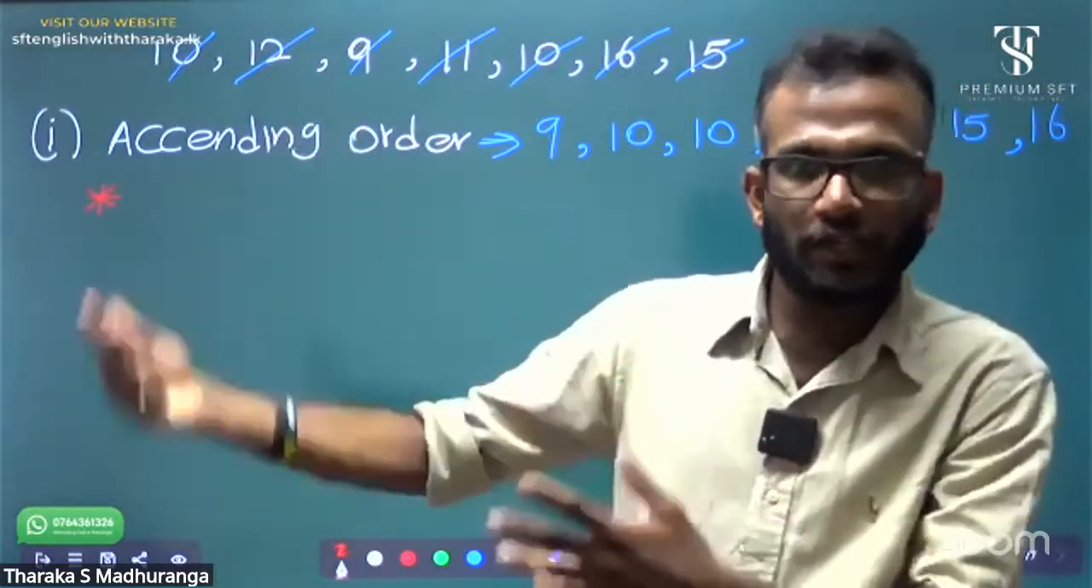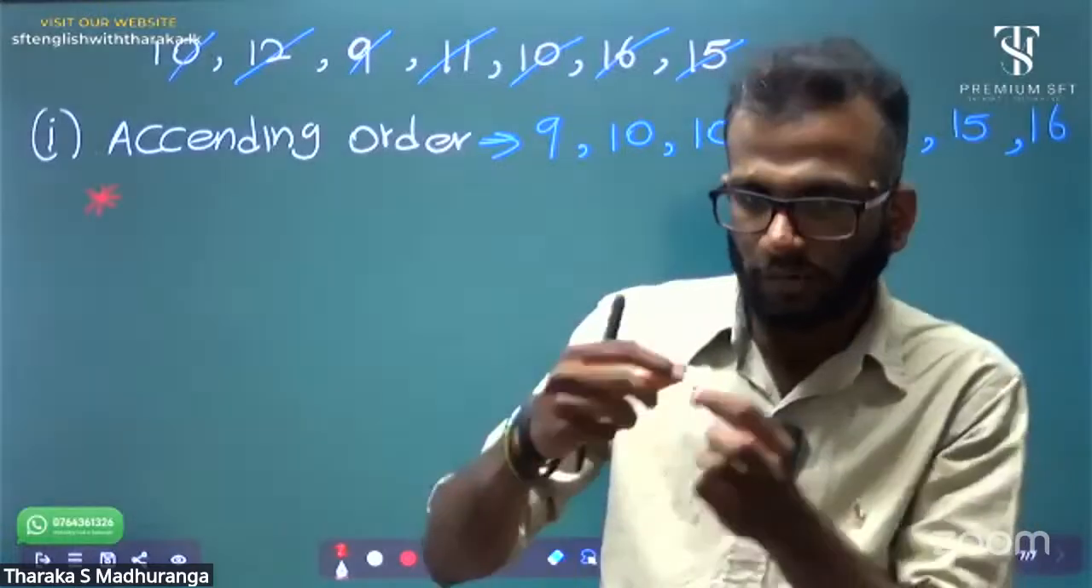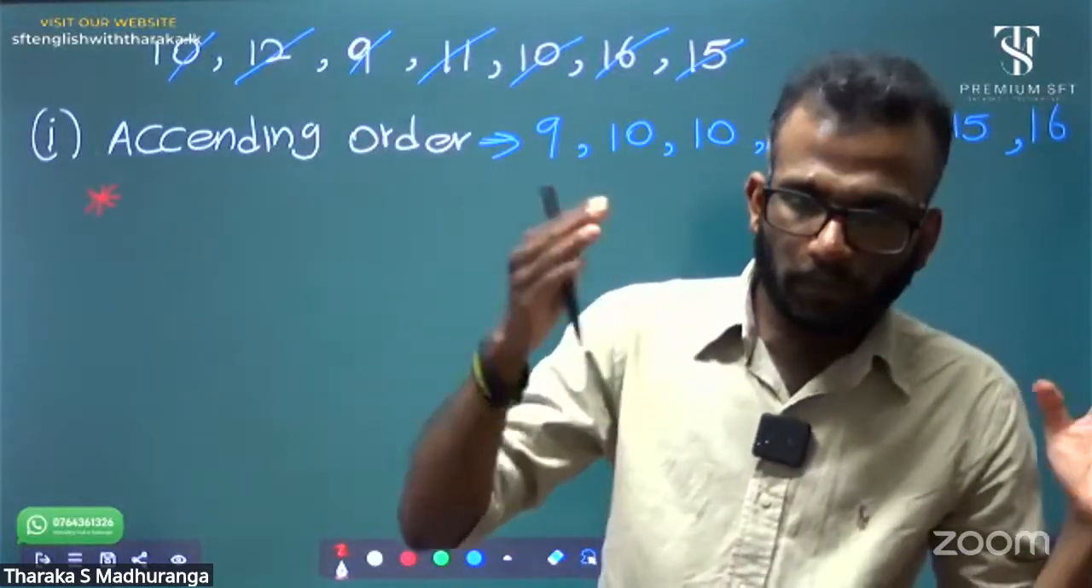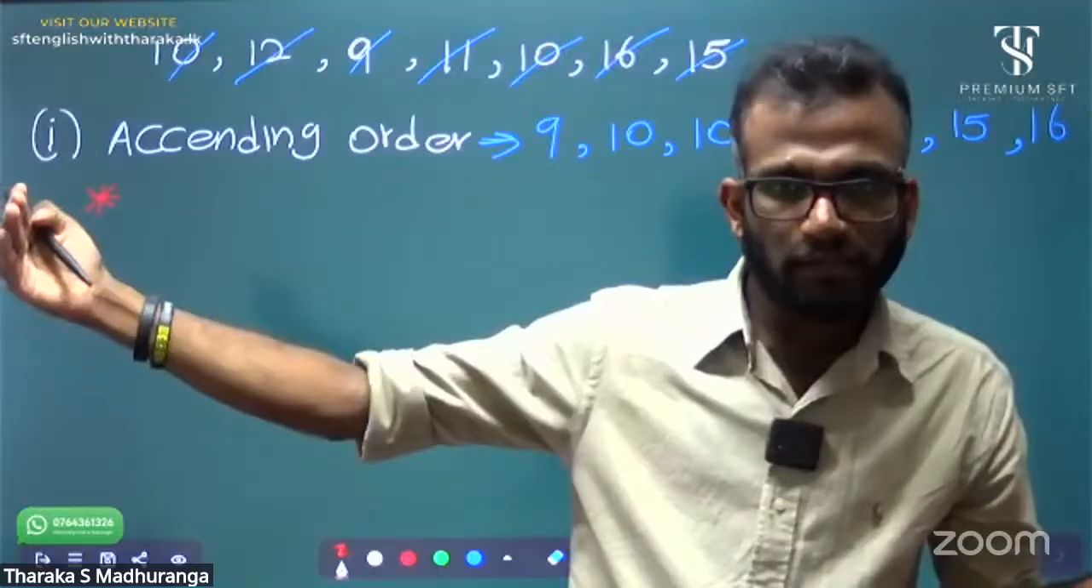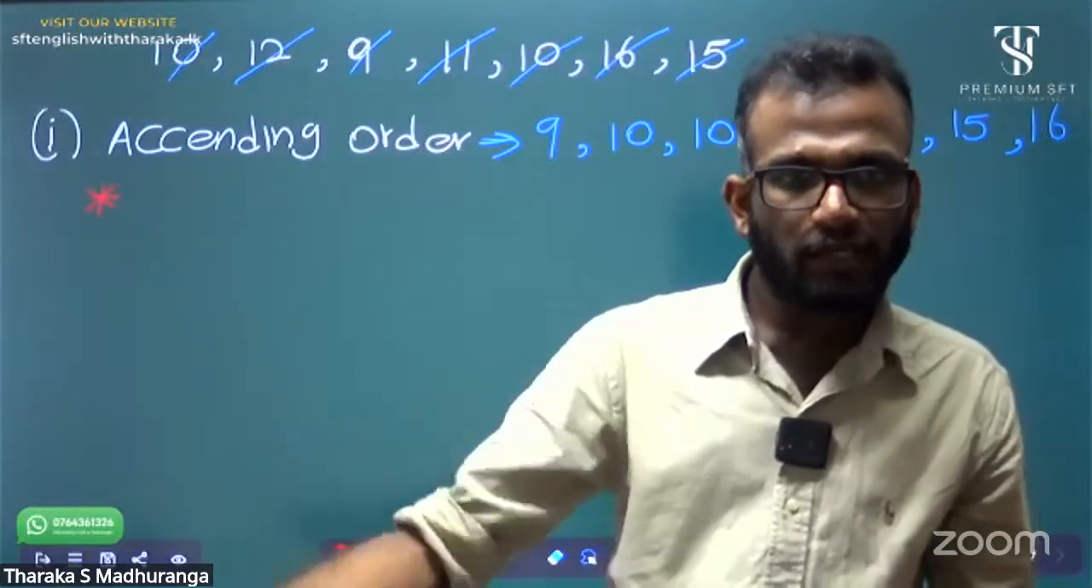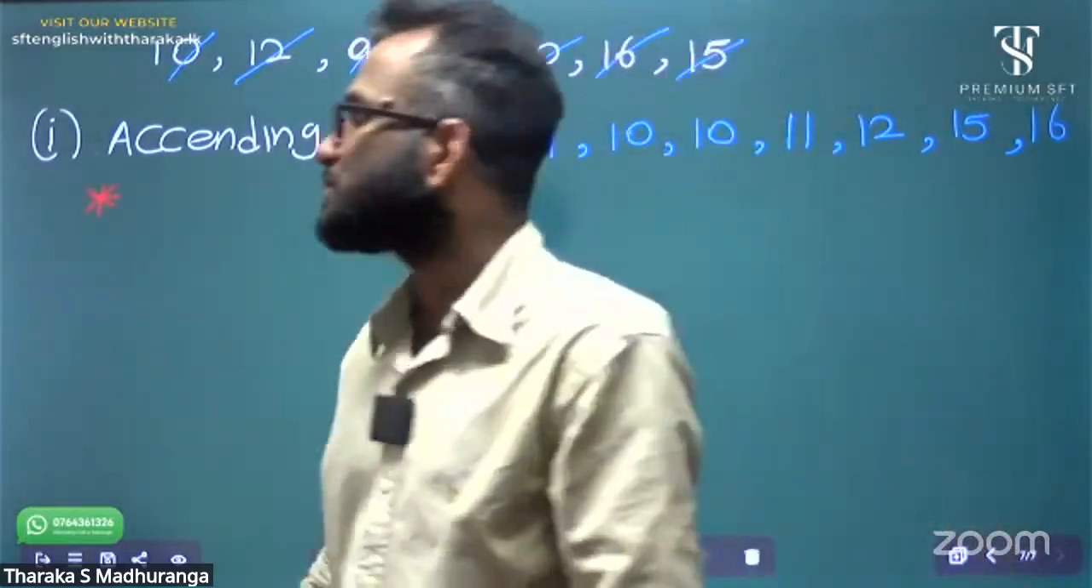Okay, that's the method. Knowing the theory or method to prepare in ascending order, you have to arrange from the lowest number to the maximum number. Okay? Sarmia?